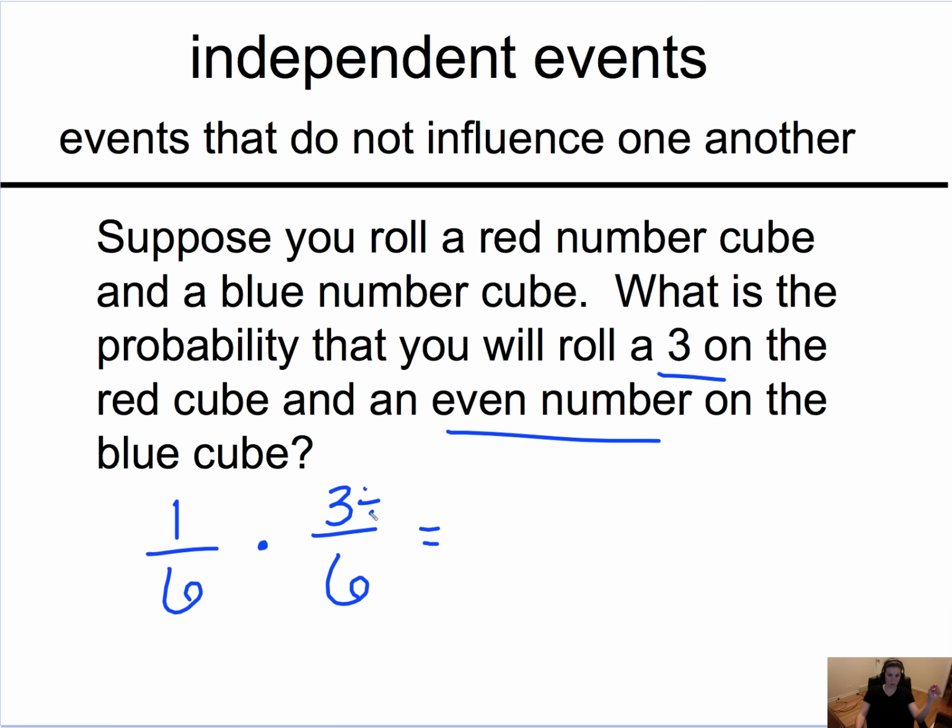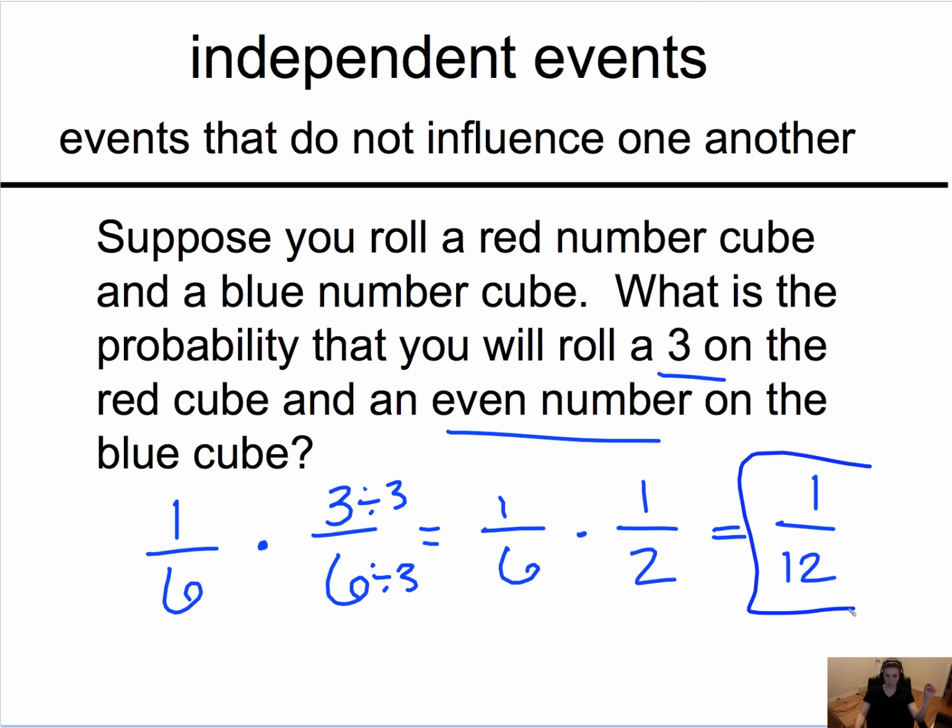So both of these are divisible by 3. So really we're going to have 1/6 times 1/2, because 3 divided by 3 is 1, 6 divided by 3 is 2. So now when I multiply this, it would be 1/12. That's the probability that both events will happen, that you'll roll a 3 on the red cube and that you'll roll an even number on the blue cube at the same time.